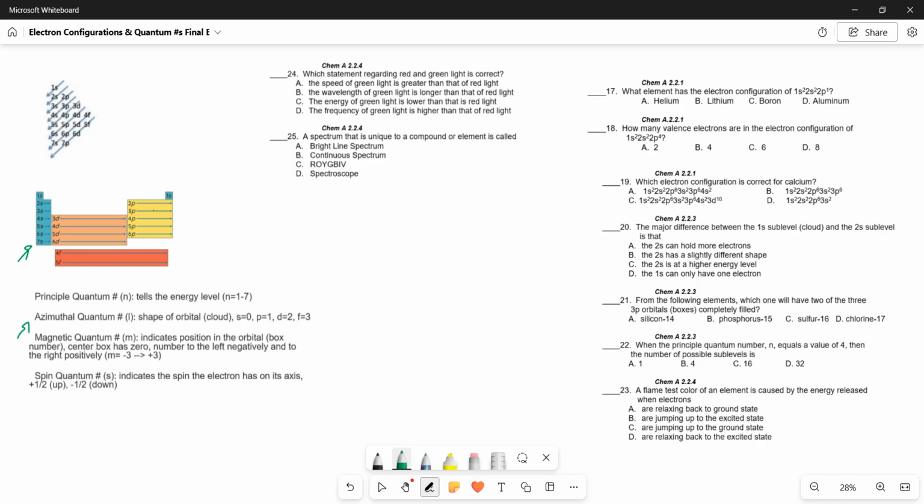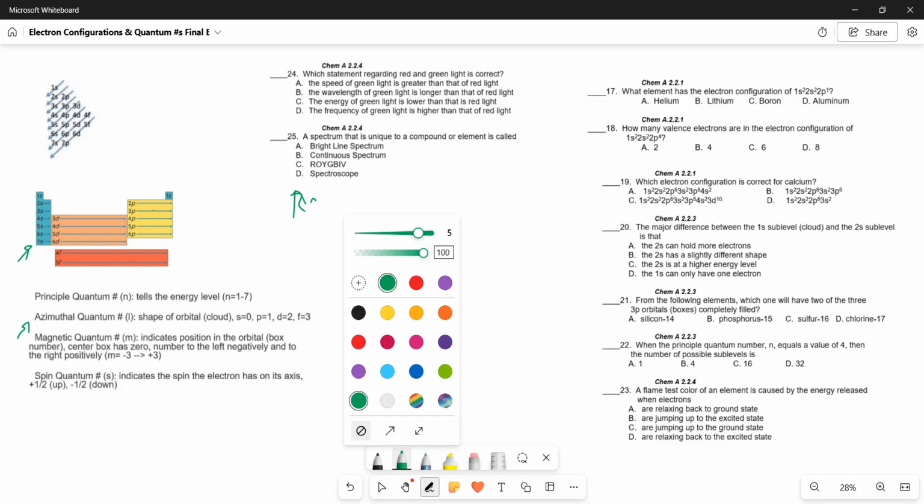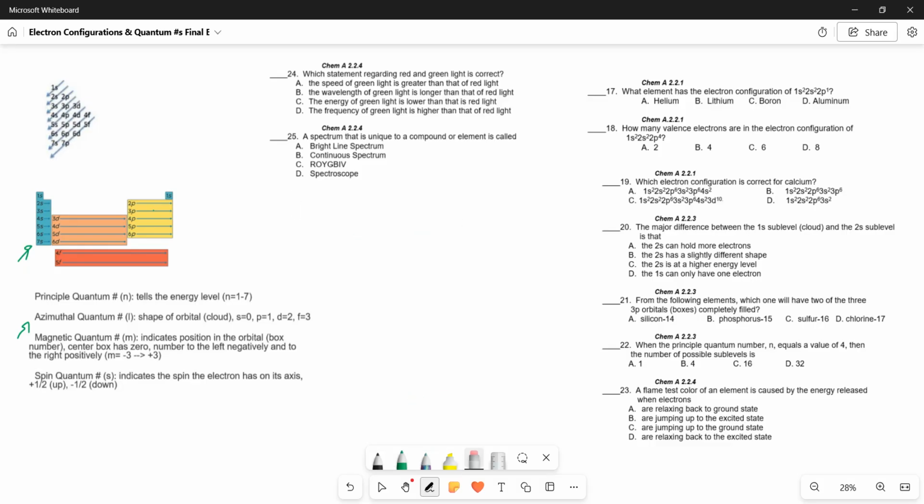So let's look at question 24. It says, which statement regarding red and green light is correct? And you're like, why are we talking about red and green light? Because when electrons get excited and they jump up energy levels, they relax back down by releasing light, and we can analyze that light that they give off to get lots of information like how much they jumped, how much energy was absorbed, and so on.